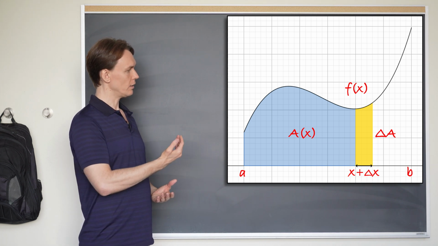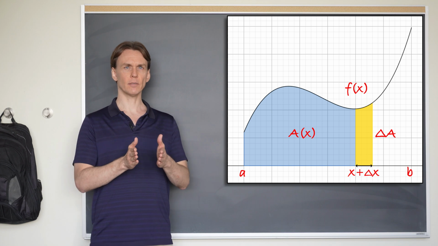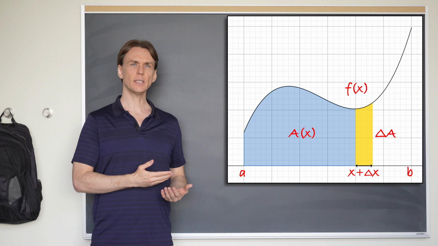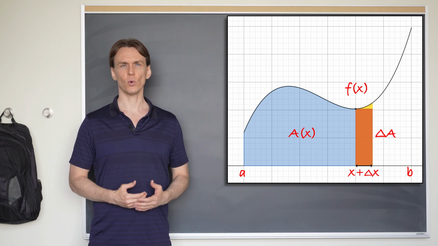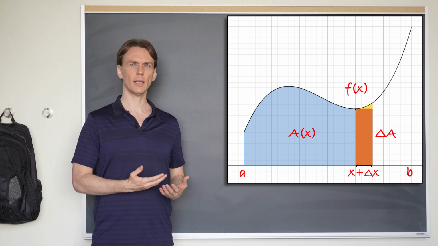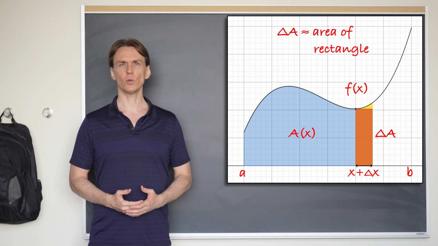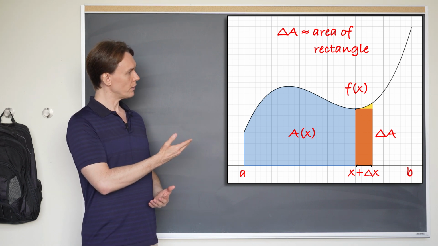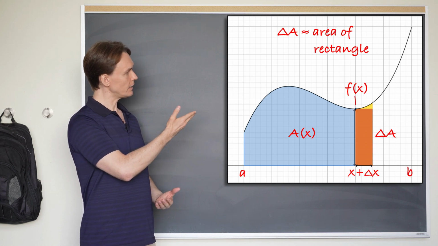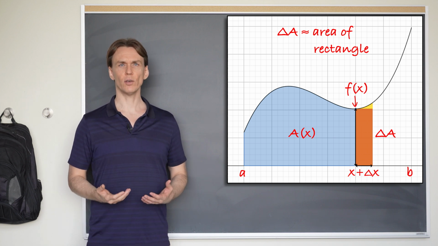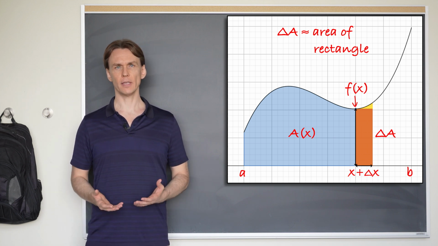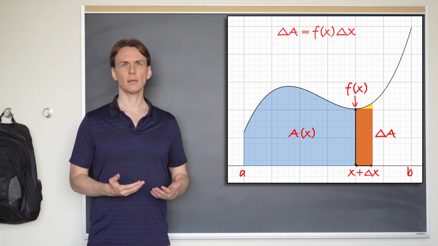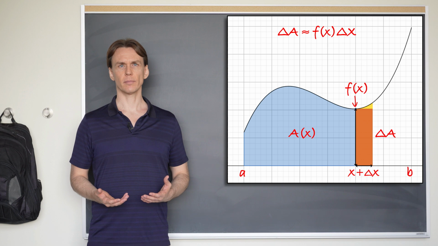And we can see that when the increment delta x is very small, or when this strip is very narrow, it's actually very similar to a rectangle. So this increment of the area delta A is approximately equal to the area of this rectangle. And when we look at this rectangle, we can see that its height is exactly equal to the value of this function f of x at this point x. So its area is f of x times delta x.